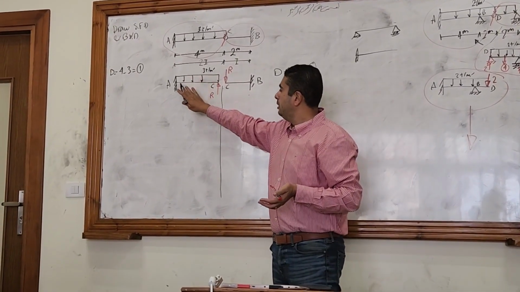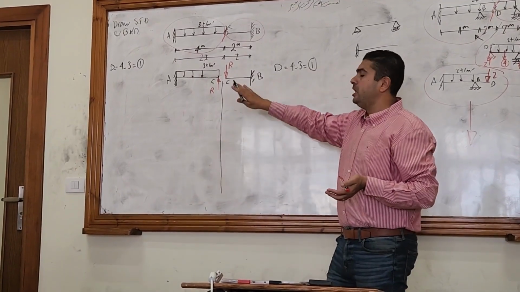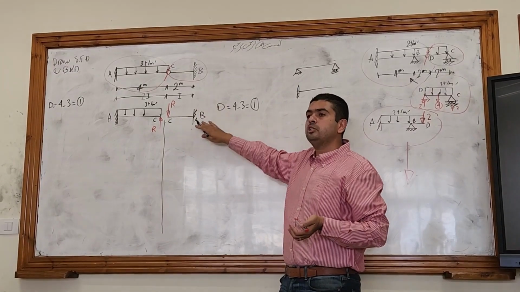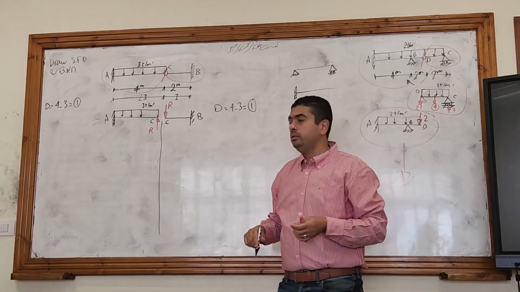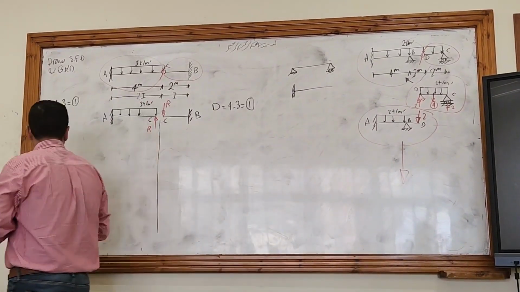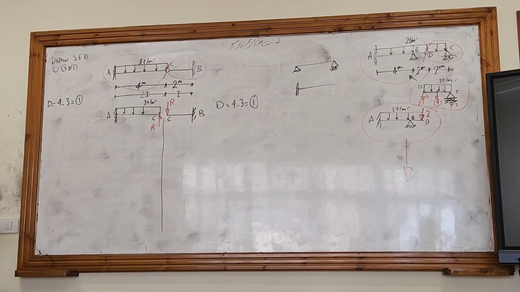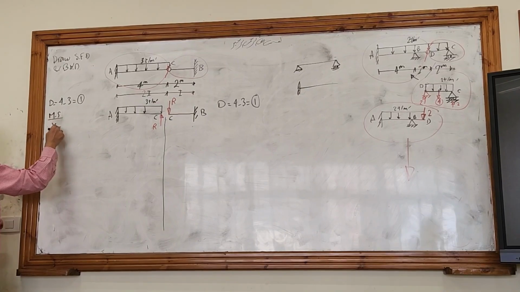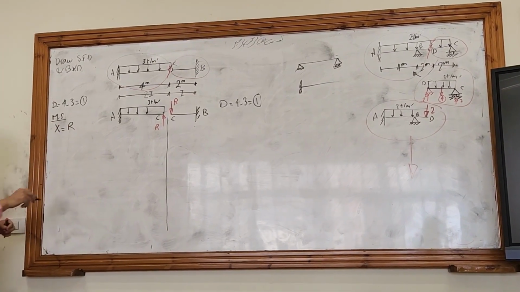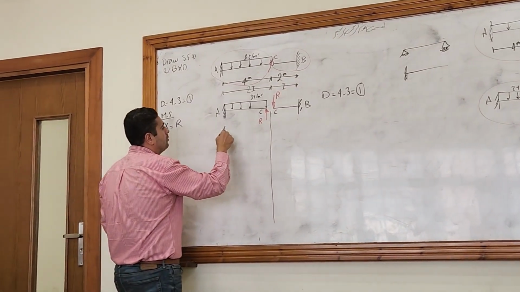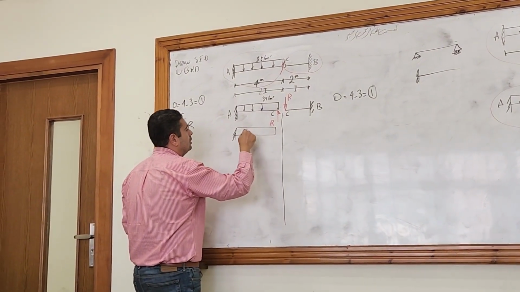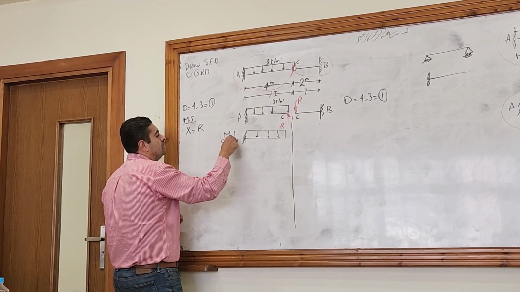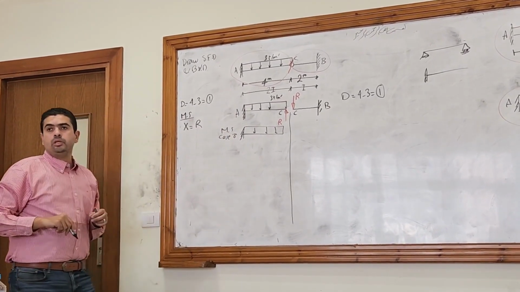Okay, let's solve this part. Case node, case 1. And then the other part, case node and case 1. Okay? So let's start with the left part. What will be the main system? Remove R. So the main system will be fixed free. So this is the main system. Let's call it case node. Okay?